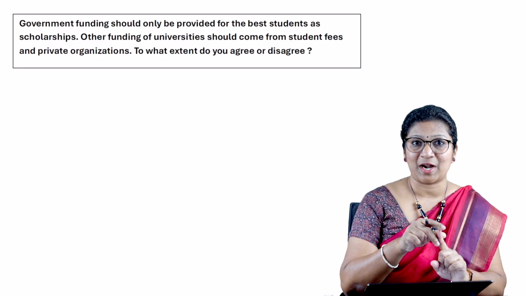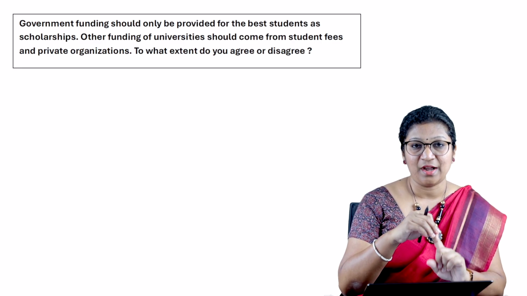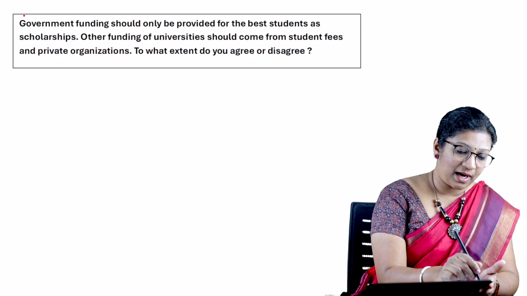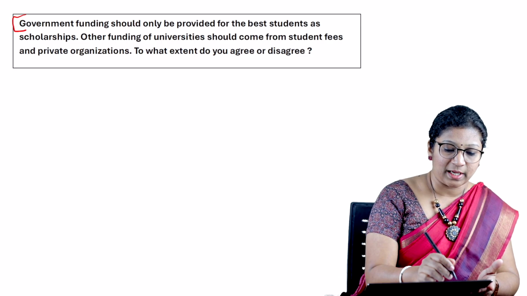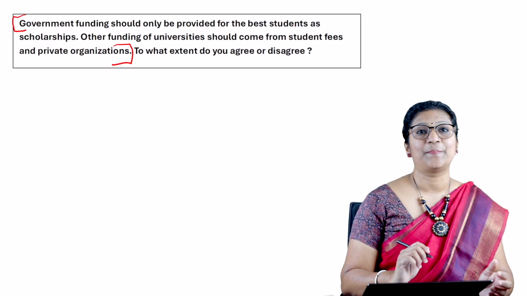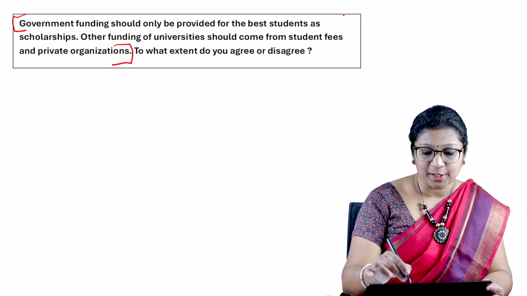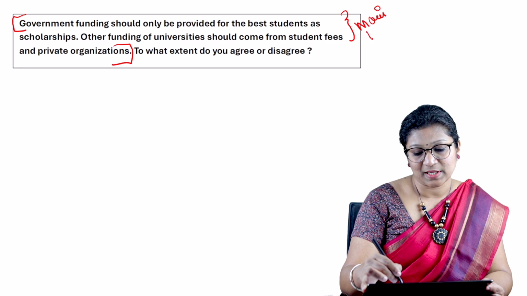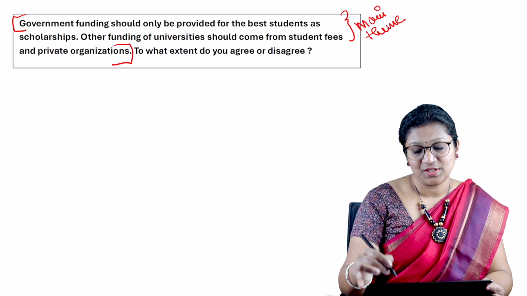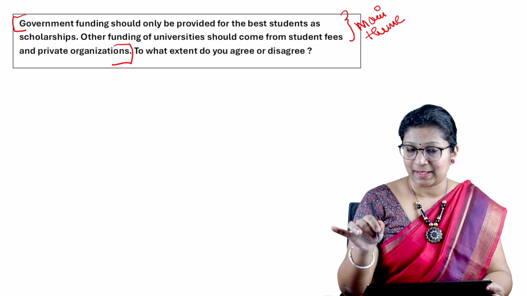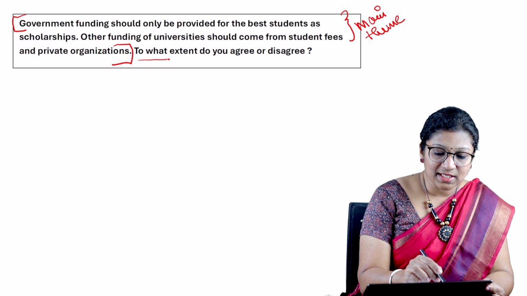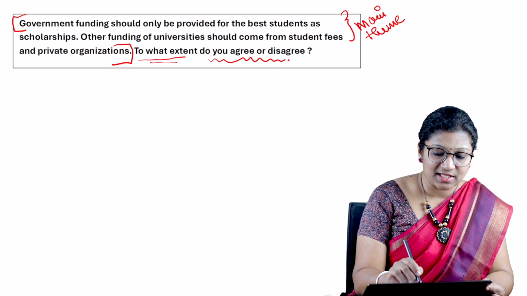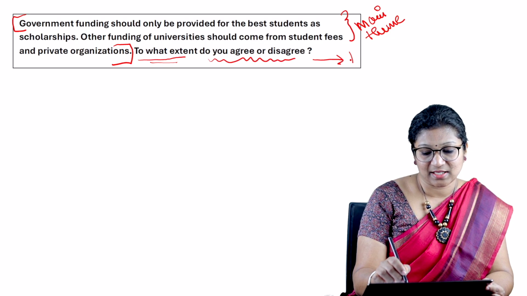So here the first part, which is the idea that is being shared or the statement given, is basically given in 2 sentences. So the part from government funding all the way up to private organizations, this will give you the idea of the main theme of the question. So this is the theme of your essay as well. To what extent, how much do you agree or disagree is the task.